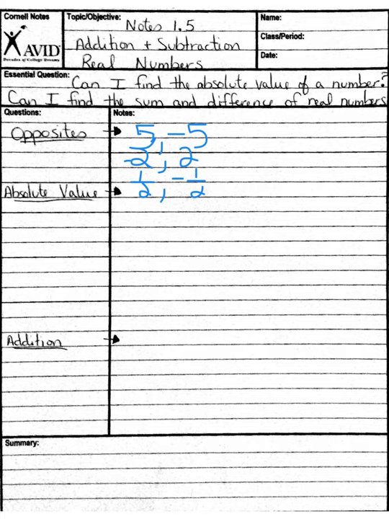Let's write that down. All opposites added together equal 0. So all opposites added together equal 0. 5 plus -5 is nothing. -2 plus 2 is 0. Opposites are important. We also want to talk about what absolute value is.